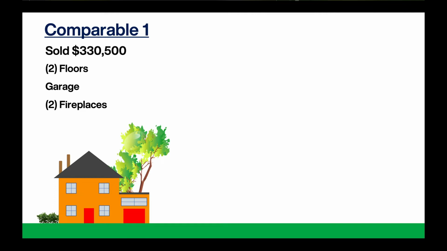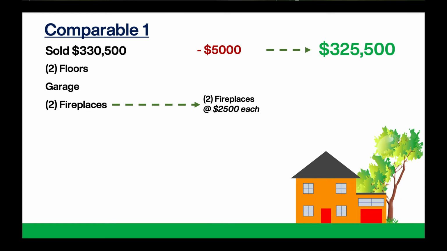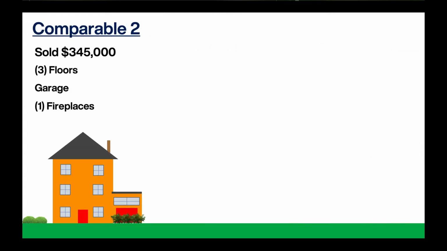To give our first comp the same features, we need to remove the fireplaces. Specifically, we need to take away the difference in value. In this scenario, a fireplace is worth $2,500. The difference in value between having no fireplace and 2 fireplaces is $5,000. So if comp number 1 did not have those 2 fireplaces, it would have sold for $325,500. Next is comp number 2, with 3 floors, no garage, and a fireplace, and sold for $345,000.